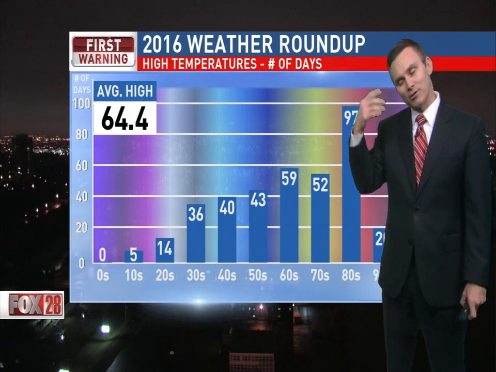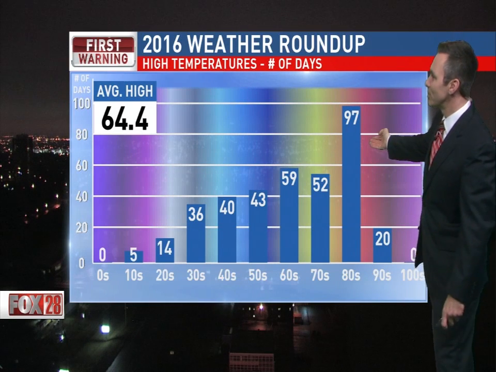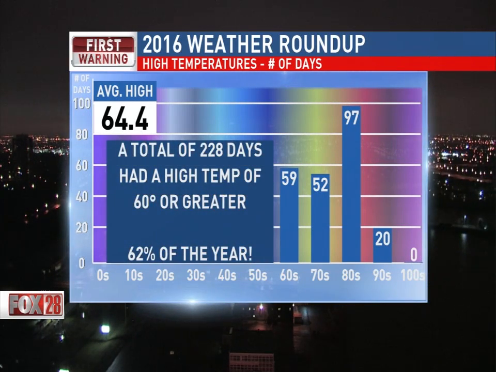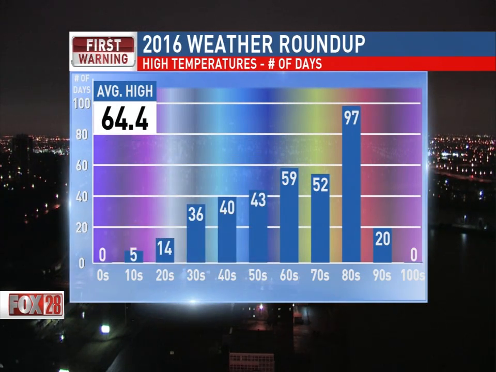And interesting to note, I know sometimes we complain about Ohio weather, but check this out. I just thought this was cool. A total of 228 days last year had a high temperature of 60 degrees or greater. So 62% of the year, we have highs in the 60s or above. That's a good majority of the year, so I thought that was kind of interesting.